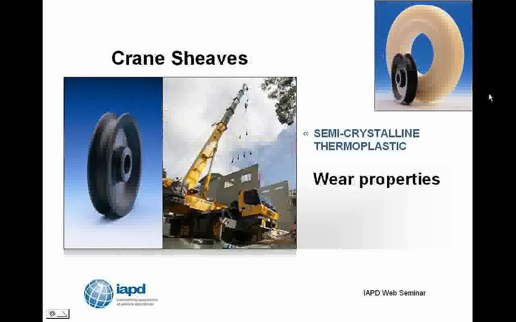The sheaves for cranes, or the pulleys for cranes, they pick semi-crystalline plastics, in this case nylon, because of their terrific wear properties. And if you can imagine that wire rope running over that crane pulley all day long, you need to have those wear properties of a semi-crystalline plastic.